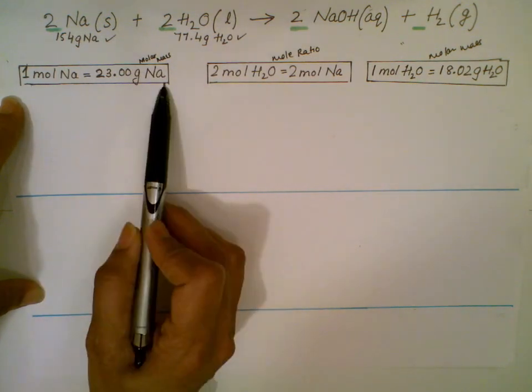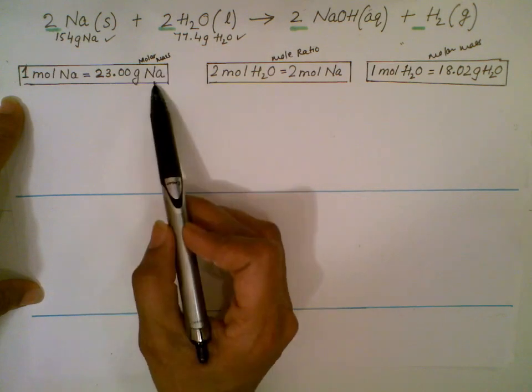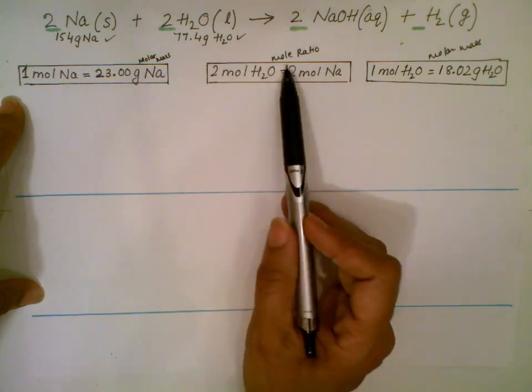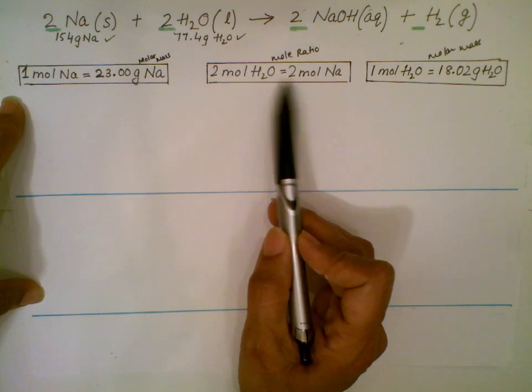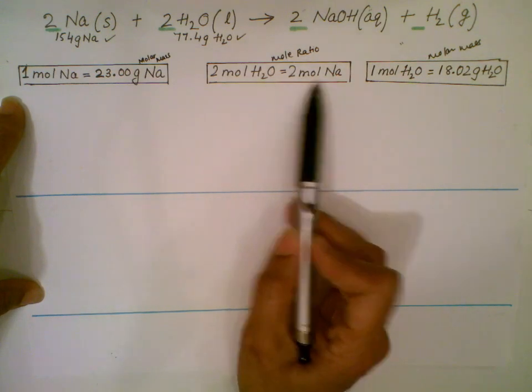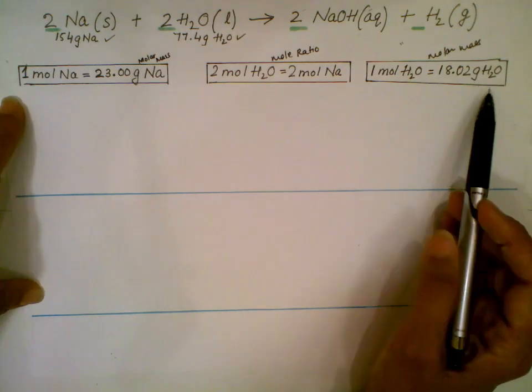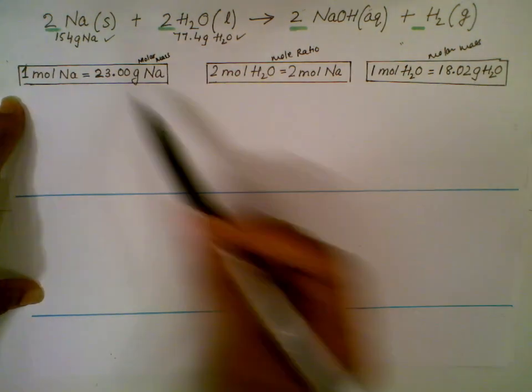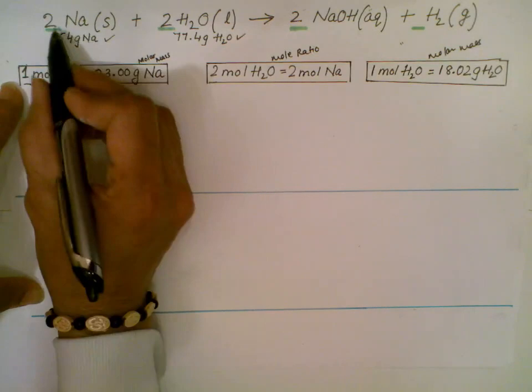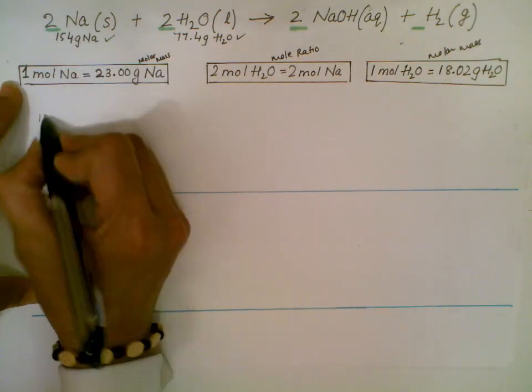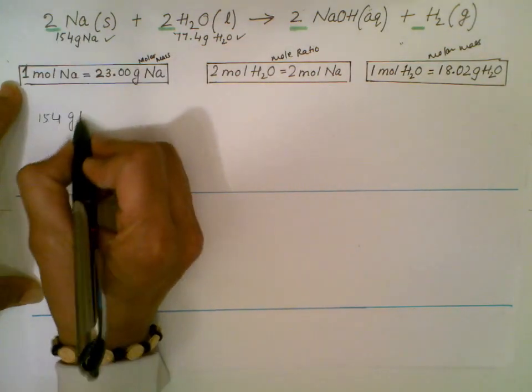This is the first equivalent. Second, this is the molar mass equivalent for sodium. This one is the mole ratio comparing moles of water and moles of sodium. And here is the molar mass of water. So let's start with the given mass of sodium. How much is the mass? 154 grams of sodium.